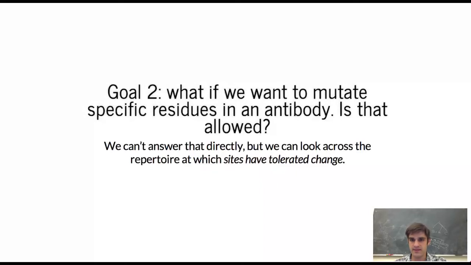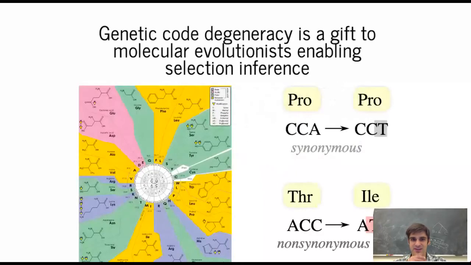And the way that this is typically done, that you may have heard of if you've taken one of Jeremy's classes, is with the synonymous versus non-synonymous distinction. If we have a codon, a 3-nucleotide group, and we see a mutation that does not change the underlying amino acid, so let's say it goes from proline to proline, that is called a synonymous mutation. If it goes between amino acids, that's called a non-synonymous mutation.